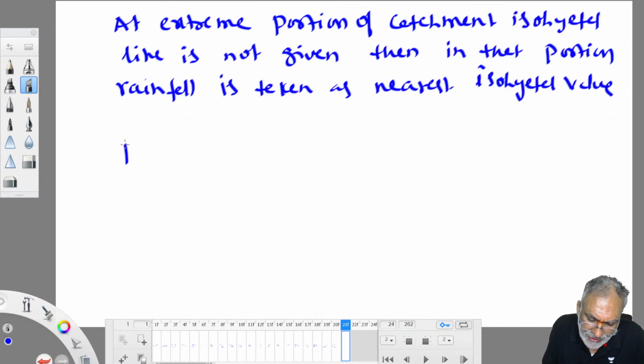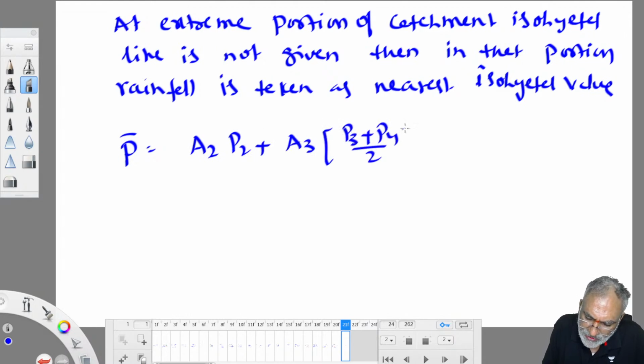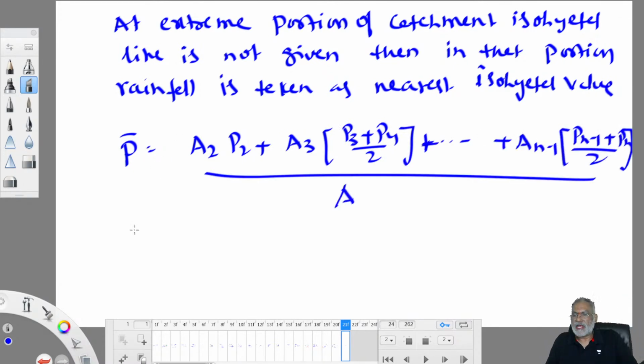So then P bar is equal to, you can start like this. It is A2 into P2 plus A3 into (P3 plus P4) by 2. And then you can write the remaining portions, no issue at all, up to An minus 1, where the nearest isohyetal value is taken.